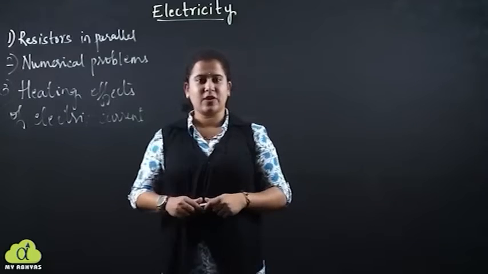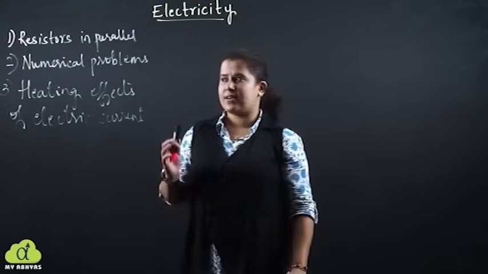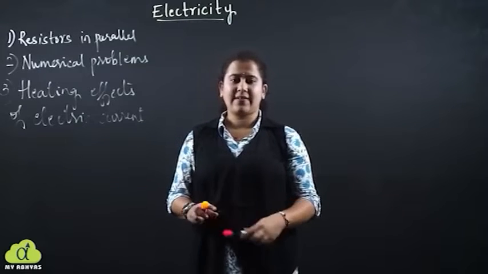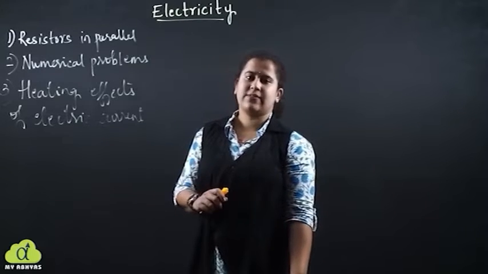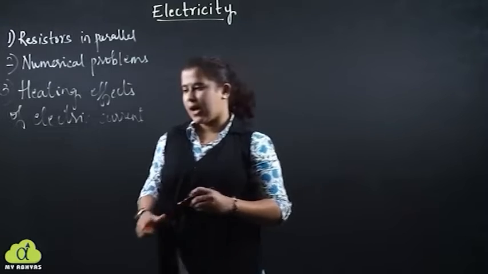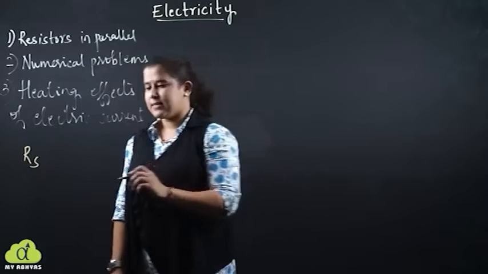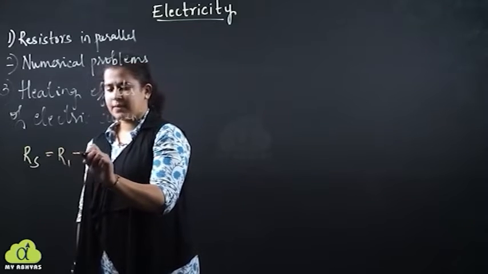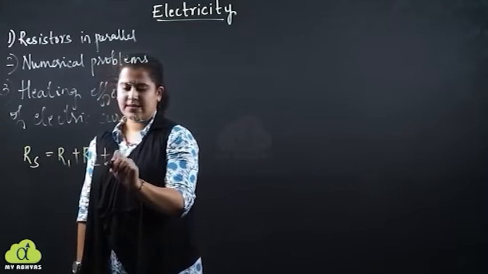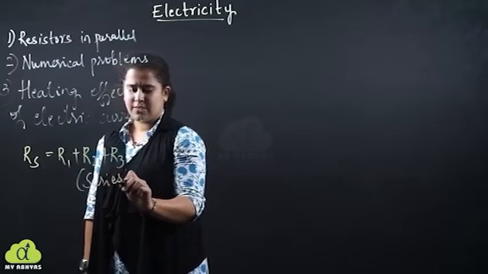So coming to the first topic today, we have resistors in series and resistors in parallel. We have found out the equation for resistors in series. And the equation was what? Rs, or R equivalent, is equal to R1 plus R2 plus R3, in series combination.